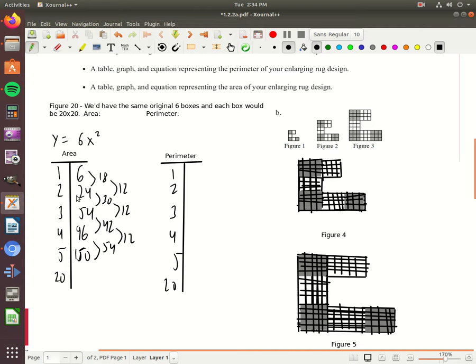So what would it look like if I plug 20 in? Well, 20 times 20 is 400, and 400 times 6 would be 2400. So the area of this would be 2400. But what would the perimeter be at figure 20? Well, if I go with the perimeter again, and again, it's kind of a pain to count here. So I'm going to mark where I start. So 1, 2, 3, 4, 5, 6, 7, 8, 9, 10, 11, 12, 13, 14. It's just the distance around the outside.